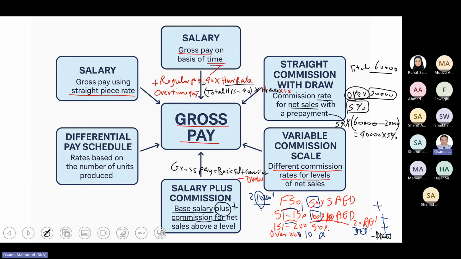Again and again and again, be careful with the draw. If he draws some money before he starts, you have to subtract this draw from the amount to get the total he got. Okay? I think now you understand gross pay very well, and be careful with the two words: the draw, you should subtract the draw from the total; and over, it means you have to subtract the amount over from the total amount.